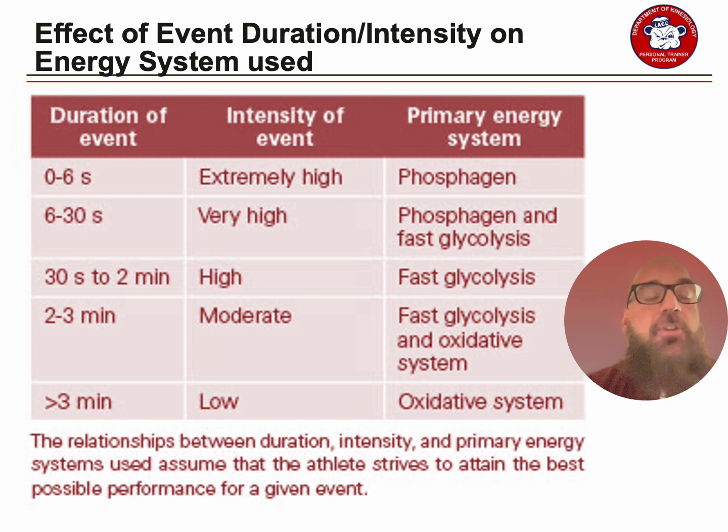So duration of event on the left side, intensity of event in the middle, and primary energy system used. So 0 to 6 seconds, extremely intense, phosphagen. 6 to 30 seconds, intensity is a little bit less at very high, and you're going to use the phosphagen system and fast glycolysis. 30 seconds to 2 minutes, all fast glycolysis. 2 to 3 minutes, it's going to be moderate intensity, so you're slowing down for sure, fast glycolysis and oxidative system. And then greater than 3 minutes, intensity is going to be very low.